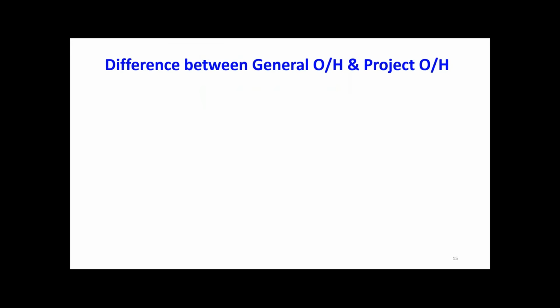Now, what is the difference between the general overhead or head office overhead and the site overhead or project overhead? What is the difference? What do you think? Can you give me some key difference? What would be the key difference between the site office overhead and the head office overhead? What do you think? So head office overhead common to all projects, very good. Site office overhead related to particular site. Okay, very good.